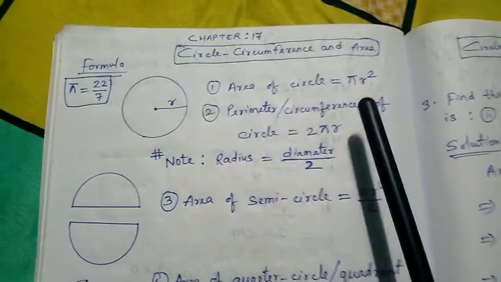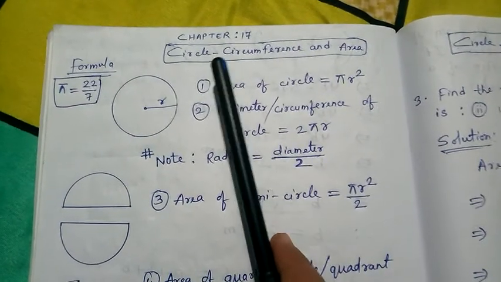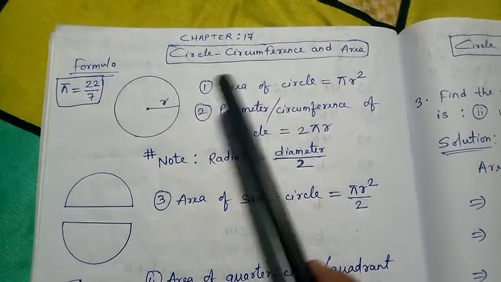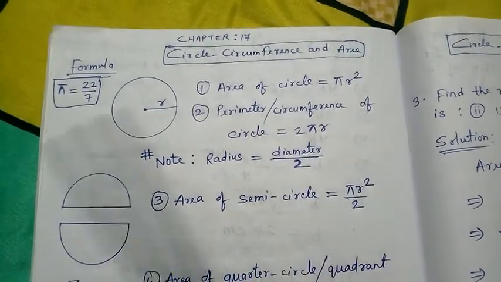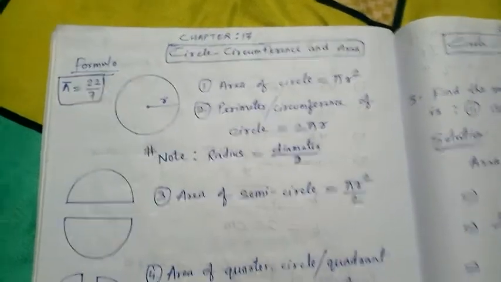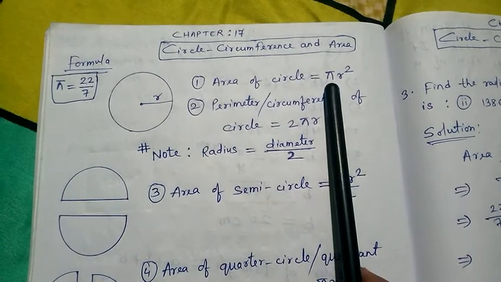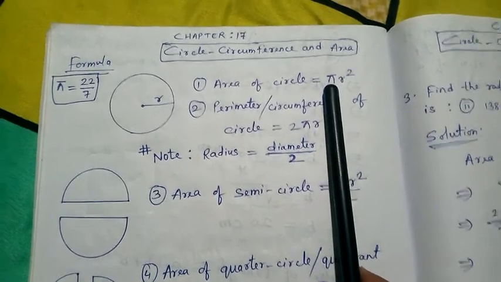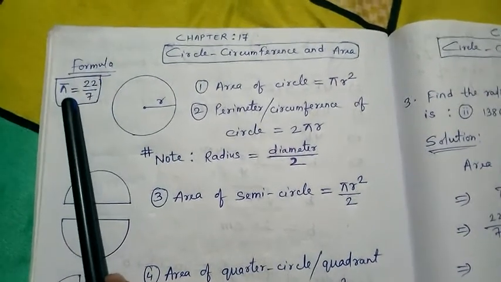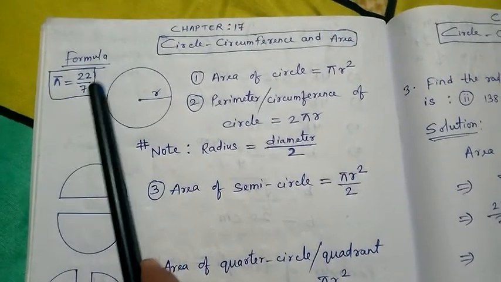So today we will learn a new chapter, chapter 17, circle, circumference and area. We will discuss circumference and area of a circle. In this chapter, one very important term is pi. This particular symbol pi will come again and again. So children, note it down. The value of pi will be 22 by 7.